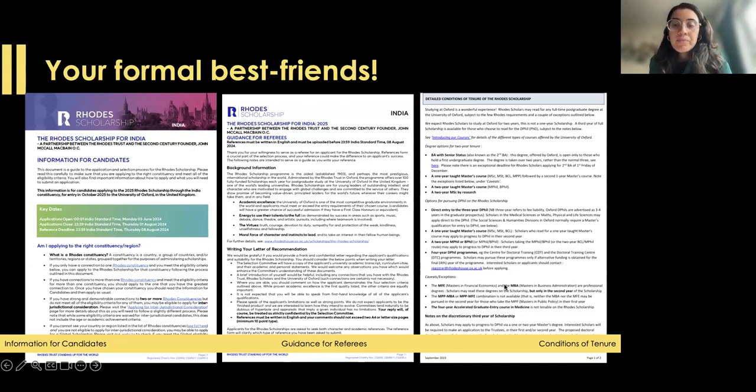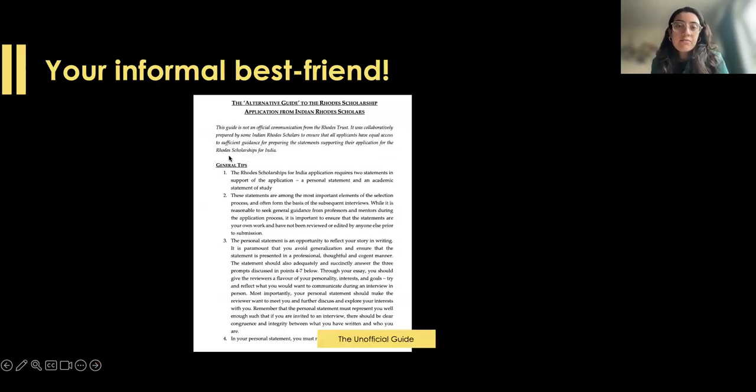And then there is the conditions of tenure that includes all of the information that you may need about deciding the course that you want to pursue at Oxford on the Rhodes Scholarship. Finally, the one document that has all of the guidance and suggestions from Rhodes Scholars across years on writing your personal and academic statement, as well as drafting your CV and any other questions that you may have. This is called the Alternative Guide to the Rhodes Scholarship.